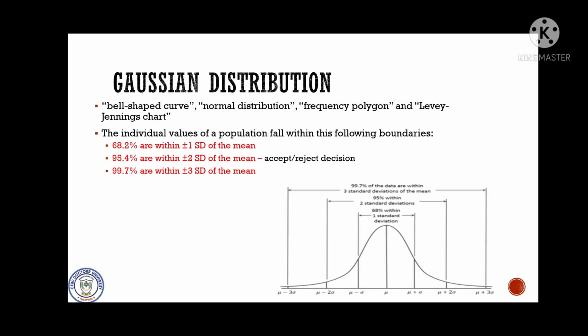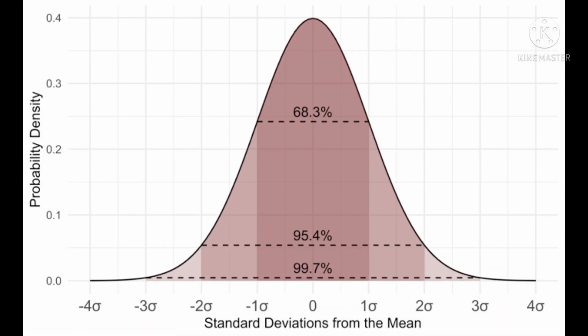This important concept is the foundation upon which the acceptance or rejection criteria of the Westgard Rules and the performance limits of Levey-Jennings charts are derived. Following the rules of a Gaussian distribution, the individual values of a population fall within the following boundaries.